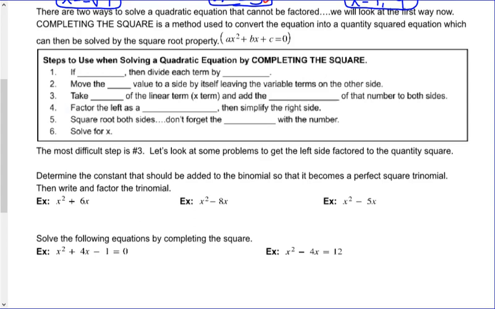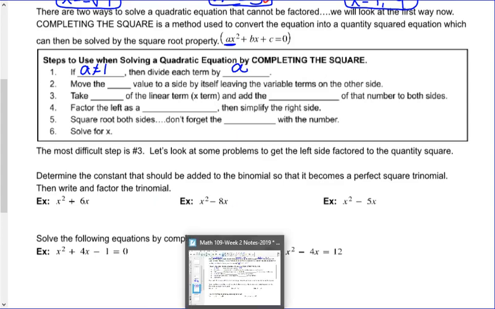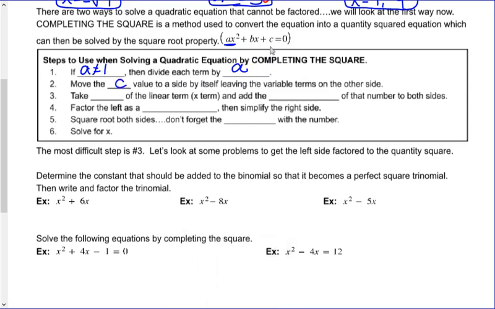And this is actually used with circles, parabolas later on. So this process you really want to make sure that you hone in on and get. So if a is not equal to 1, a meaning that first x squared term, then we're going to divide each term by a. We have to have a 1 in front of that x squared in order to complete the square. Then we're going to move the c, which is the constant, to a side by itself, leaving the variable terms on the other side.